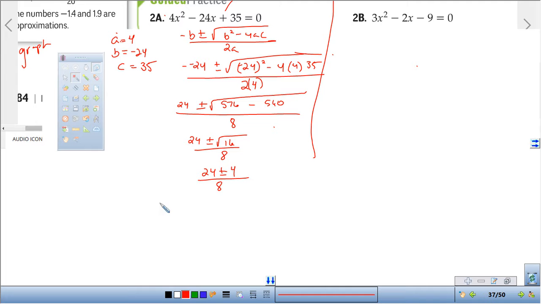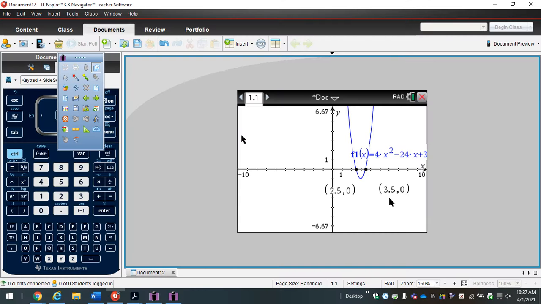Now I'm going to break it down here. I'm going to go 24 plus 4 over 8, and then 24 minus 4 over 8. This right here gives me 28 over 8. This one here gives me 20 over 8. So I'm going to go 28 divided by 8, 3.5. Then 20 divided by 8, 2.5. And if you look at those two answers, that's what we got in the calculator, 3.5 and 2.5.